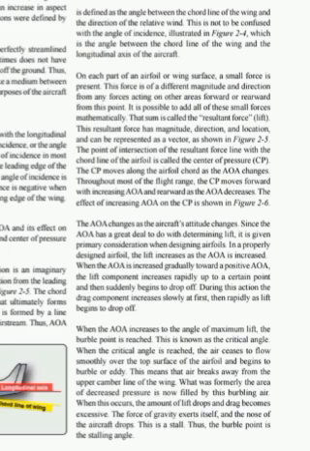During this action, the drag component increases slowly at first, then rapidly as lift begins to drop off. When the angle of attack increases to the angle of maximum lift, the burble point is reached. This is known as the critical angle. When the critical angle is reached, the air ceases to flow smoothly over the top surface of the airfoil and begins to burble or eddy.